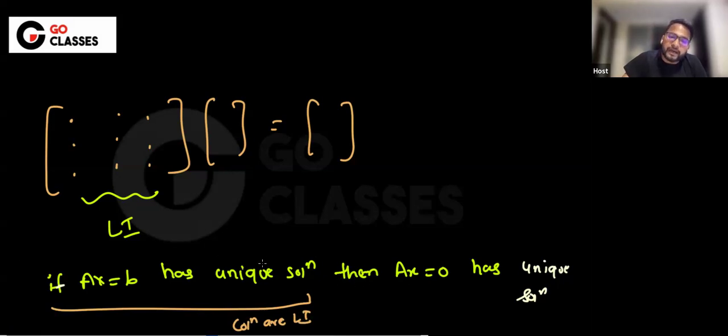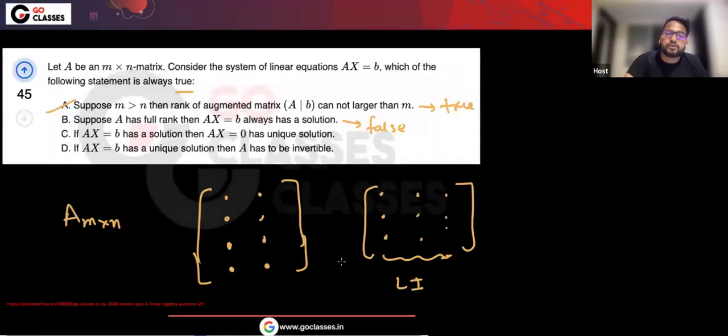But if I just say AX equal to B has a solution, then columns may be linearly dependent or may be linearly independent. Then you don't know whether it has a unique solution or infinite solutions. So that is why this is false. Has a solution cannot claim whether it is a unique solution. If AX equal to B has a unique solution, then A has to be invertible. For that it has to be square, right? It need not even be square in the first place. That is why it is false.